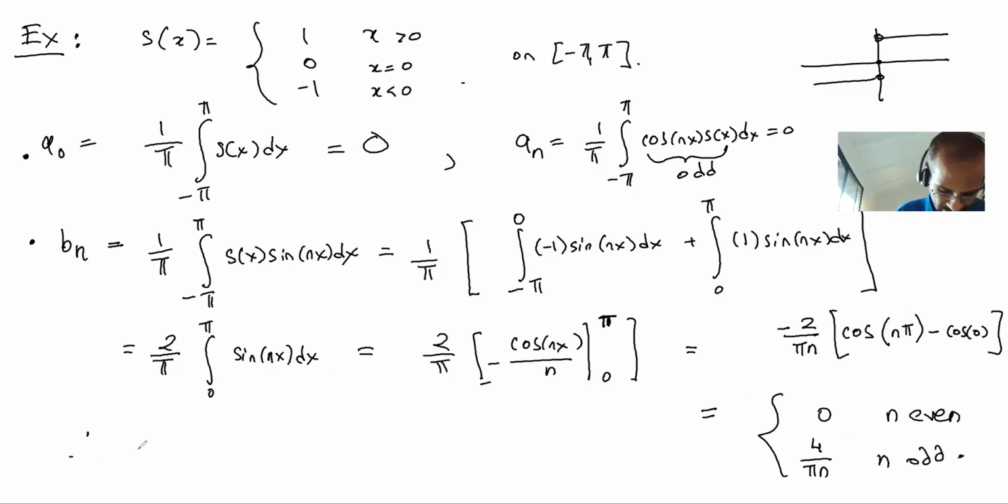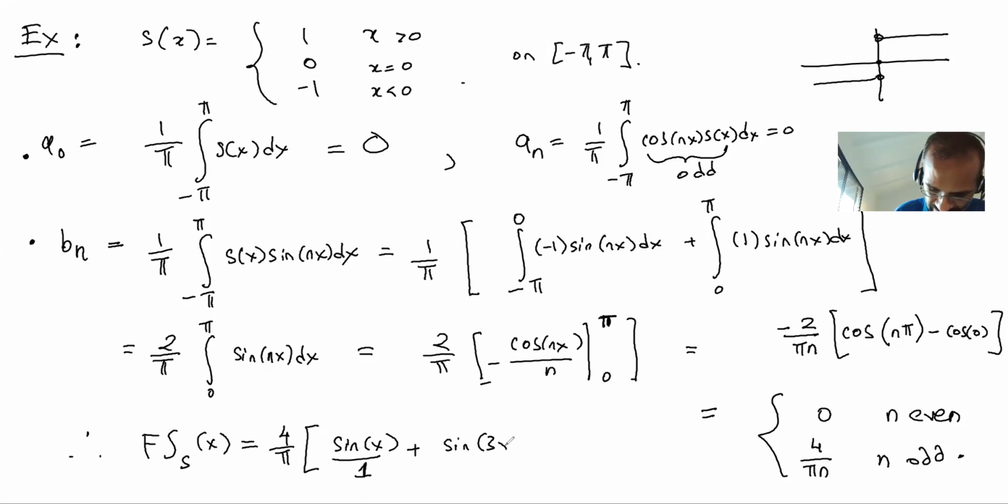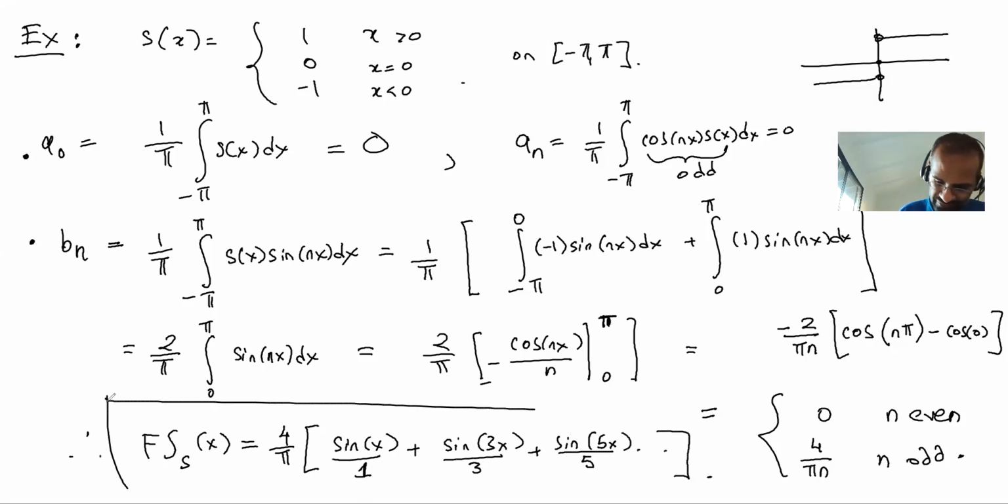So what that means is that the Fourier series of this function, the step function, is the following series. The a terms are 0. The sine terms are there. So it's 4 over pi times sine x over 1 plus sine 3x over 3 plus sine 5x over 5 dot dot dot. And that's the Fourier series. Now that's how to compute it.